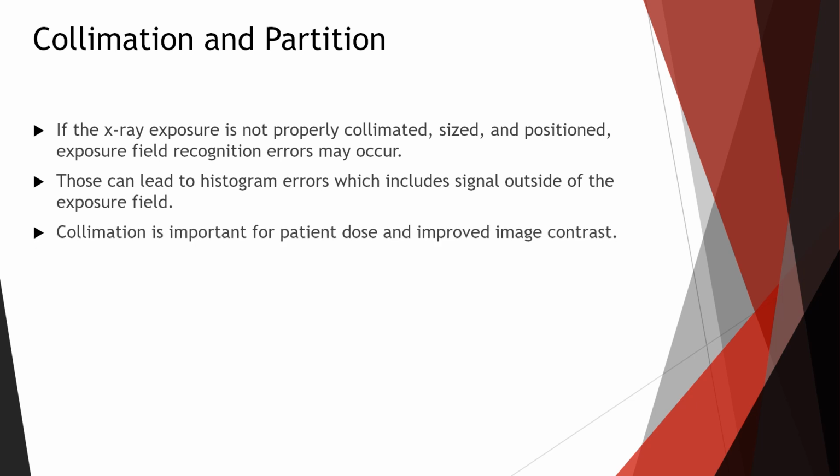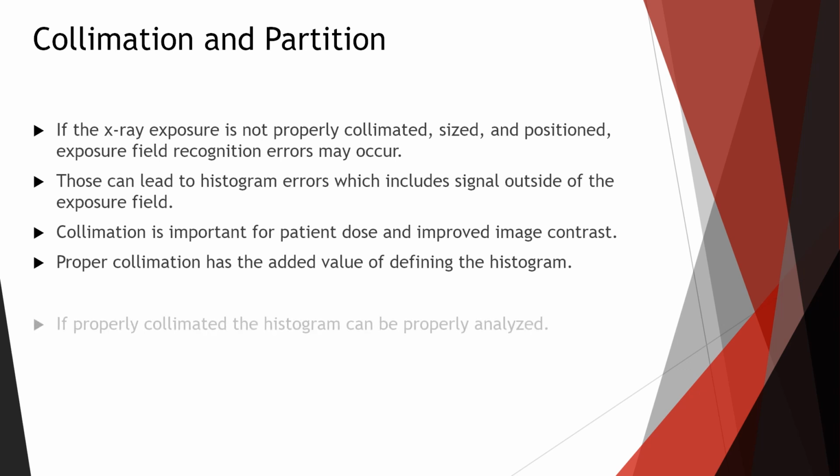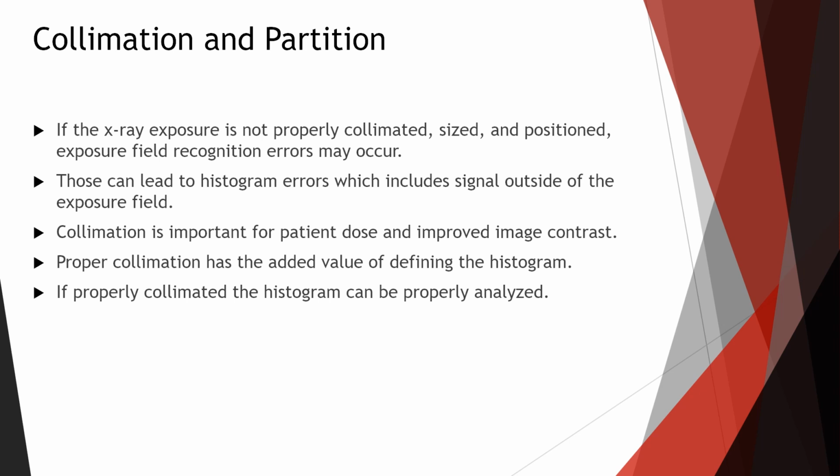Collimation is important for patient dose and improved image contrast. Proper collimation has the added value of defining the histogram. If properly collimated, the histogram can be properly analyzed. If you don't know what the histogram is, or you're unaware, there are videos in the Principles of Radiographic Exposure 2 playlist on this channel about the histogram. We'll continue talking about collimation and partition.